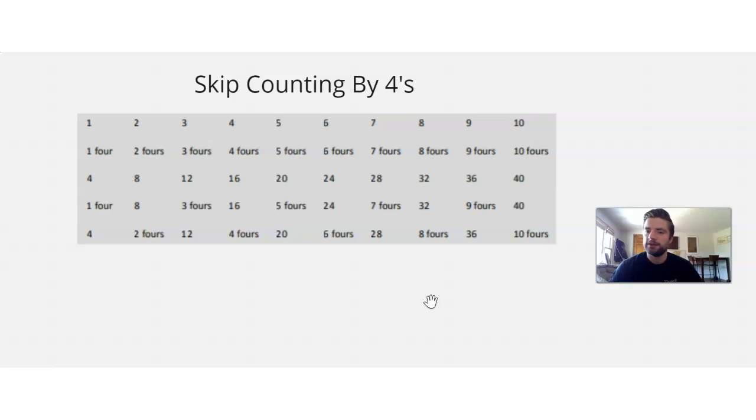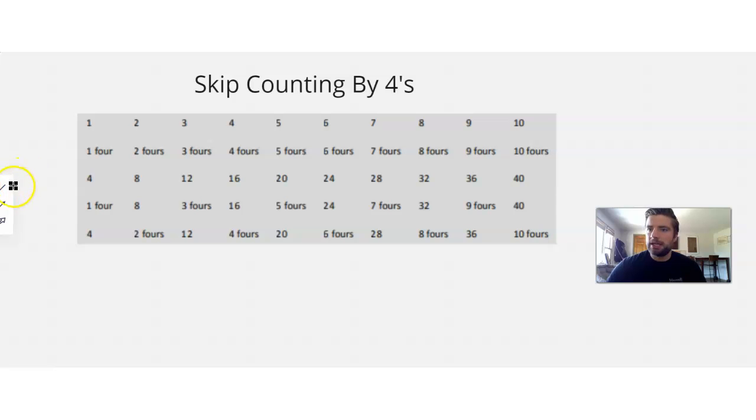So the first thing we're going to do is take a look at skip counting by fours. Now, 4 is one of those numbers that gets a little bit trickier to skip count than maybe skip counting by 2s or 5s. But they're still equally important to learn because they're really going to help us multiply and help us do math a little bit faster, so it doesn't take us so long to do one problem. So the quicker we can skip count by 4s, the quicker we can multiply by 4s as well.